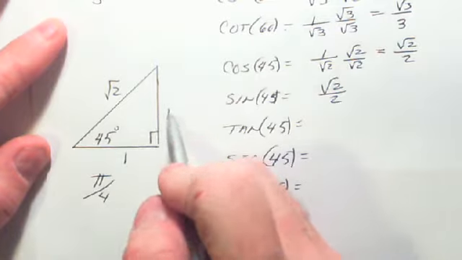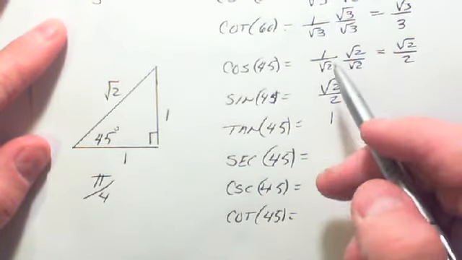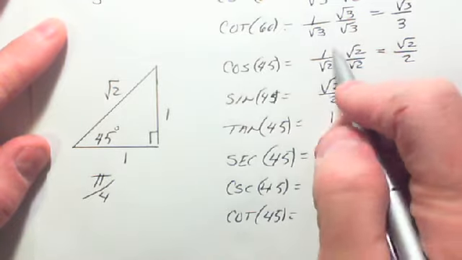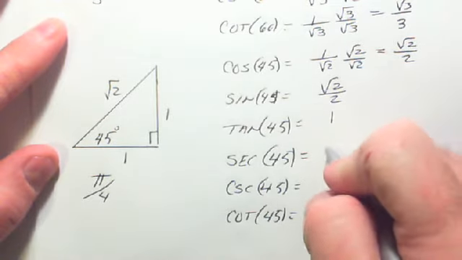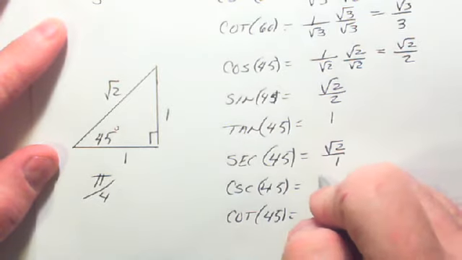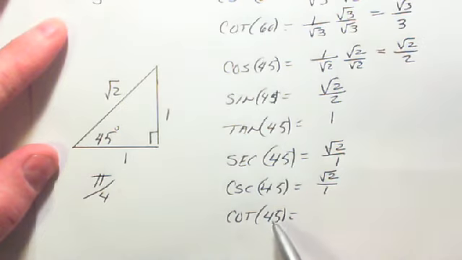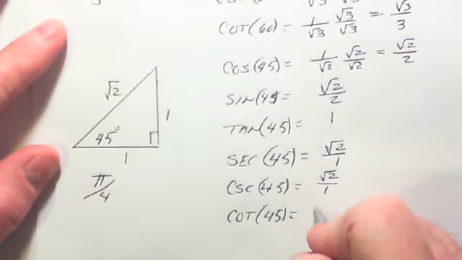The tangent is opposite over adjacent, so I get 1. The secant is taking the cosine and flipping it. So I'm going to just flip this part right here. That's going to give me the square root of 2 over 1. And then the cosecant is going to be exactly the same thing as the secant in this case. And the cotangent is flipping the tangent, so boom, 1.